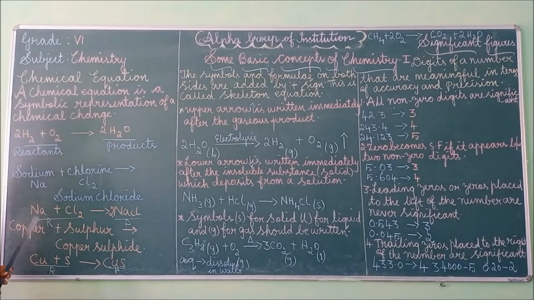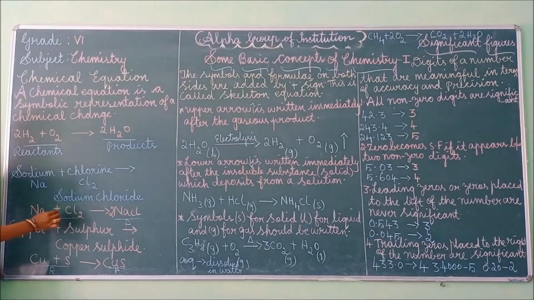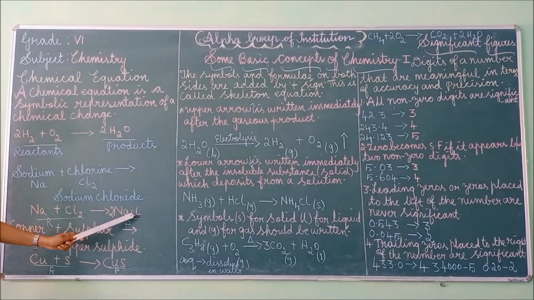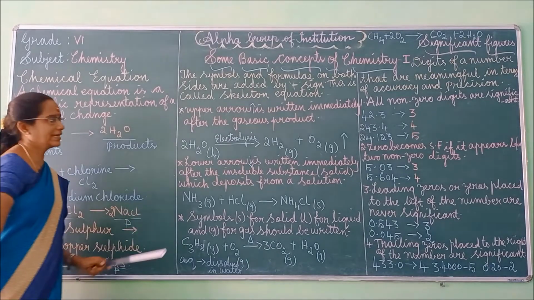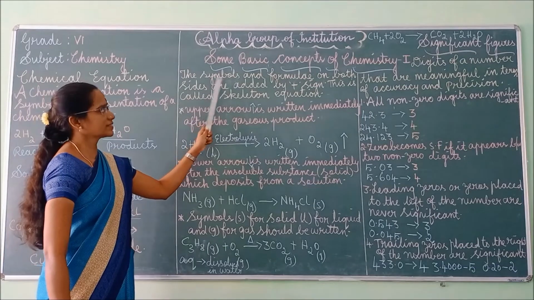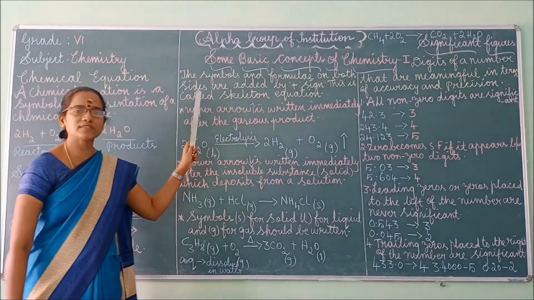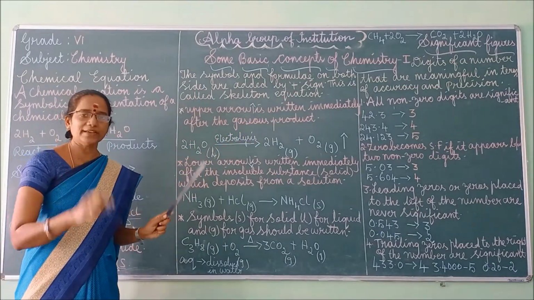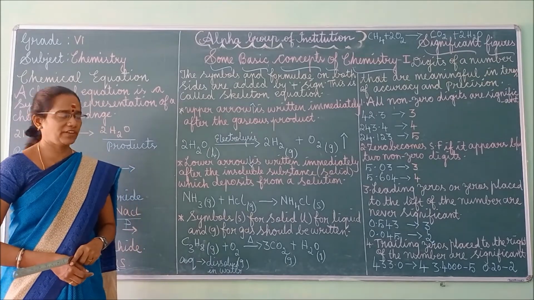For example, here, if you see the sodium as well as chlorine, here the symbols as well as formula, when it combines with this plus sign. Okay, so both sides are added by the plus sign. This sign. Now you can say this equation is called the skeleton equation. Okay, so the symbols and formula on both sides are added by plus sign, then it is called skeleton equation.